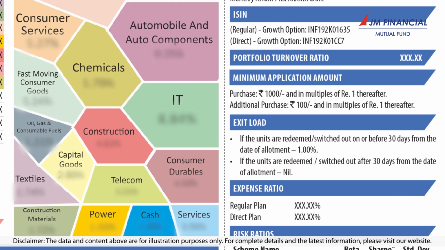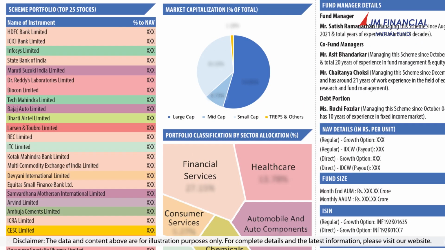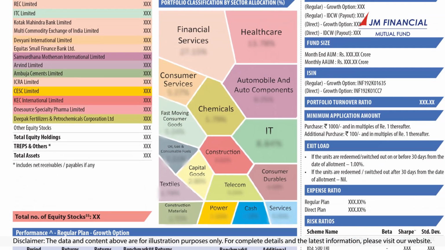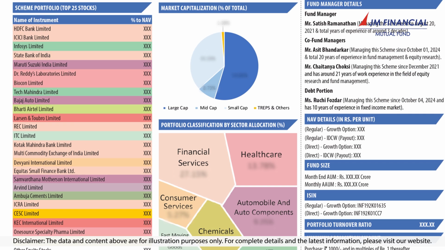The middle section of the fact sheet contains scheme portfolio, market capitalization, and portfolio classification by sector allocation. If you look closely, the scheme portfolio and portfolio classification by sector allocation has color coding. This denotes which sector is mentioned in the top 25 stocks.